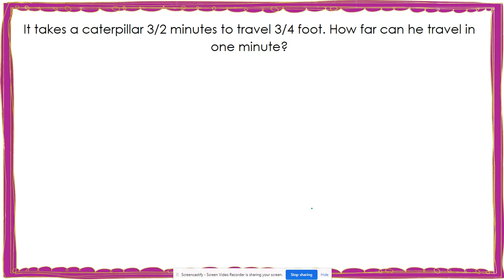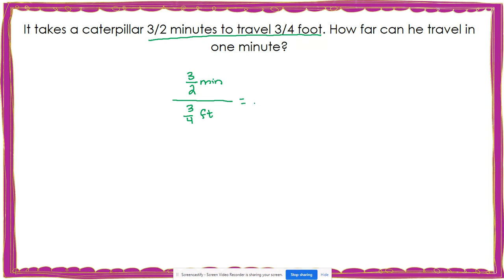Next, I see that it takes a caterpillar 3/2 minutes to travel 3/4 of a foot. How far can he travel in 1 minute? Well, if it takes 3/2 minutes to travel 3/4 of a foot, then that's the rate. So I'm going to write this as 3/2 minutes to 3/4 of a foot. And you notice that this is a complex fraction that has a fraction in both the numerator and the denominator.